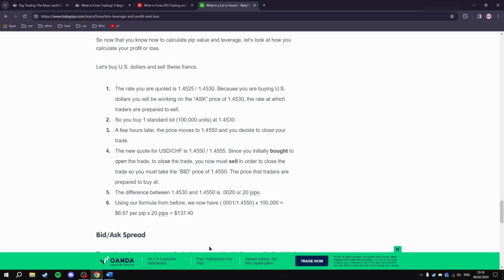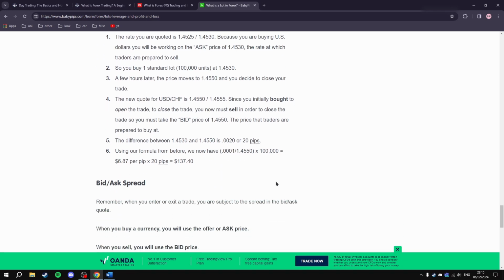Using our formula from above, we now have 0.0001 divided by 1.4550 times 100,000 equals $6.87 per pip. Times that by 20 pips, you get $137.40 of profit.